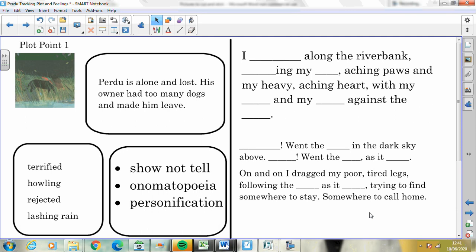Next week, we will carry on with the remaining plot points. If you want to use this to start off your story and then you want to carry on and write the whole thing yourself, that's fantastic. Alternatively, you can wait for my next film clip, which I will post for you on Monday, with the next plot point in the story.